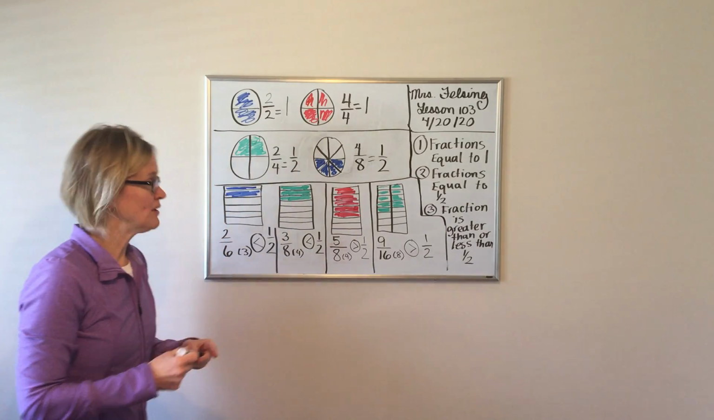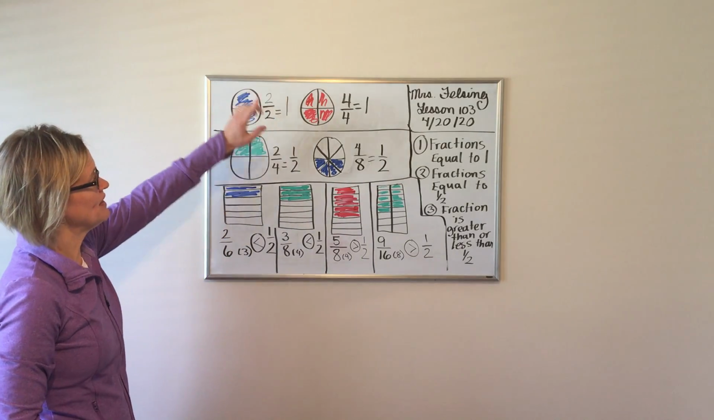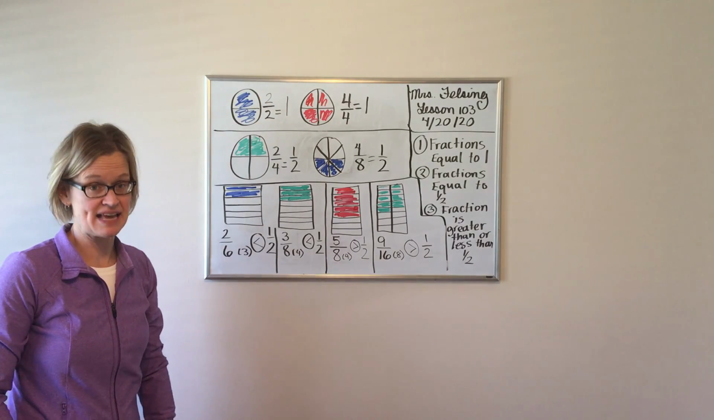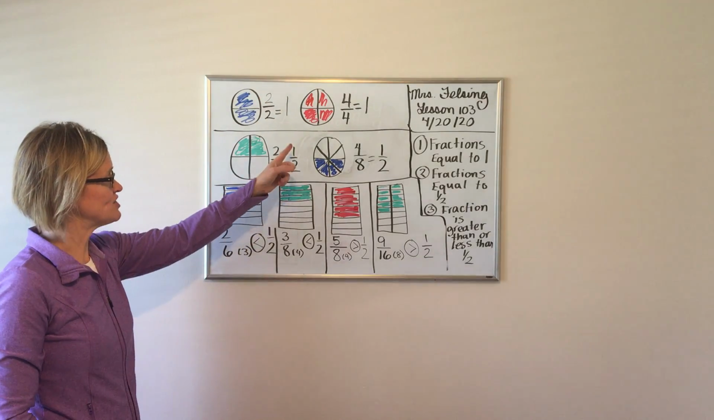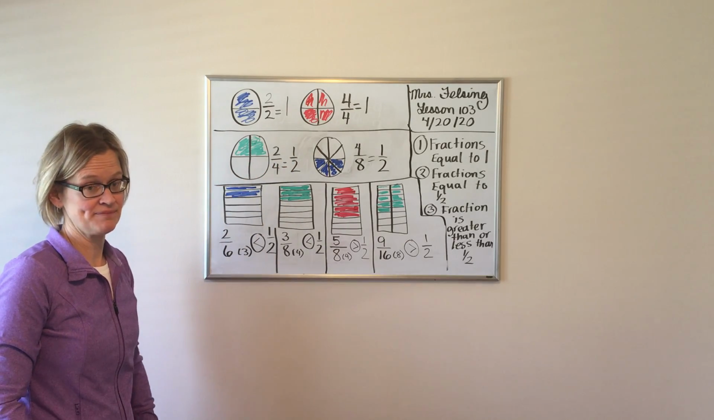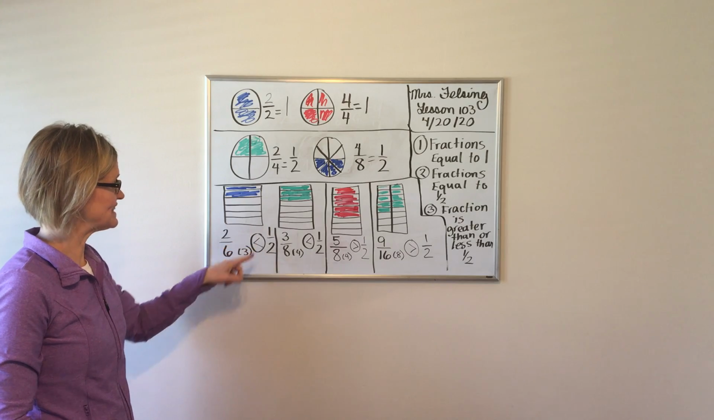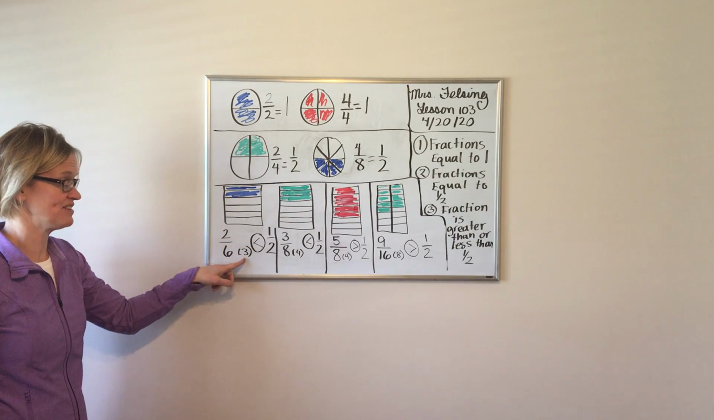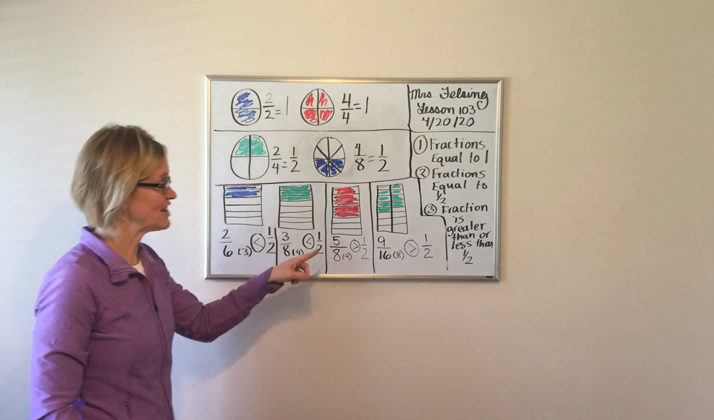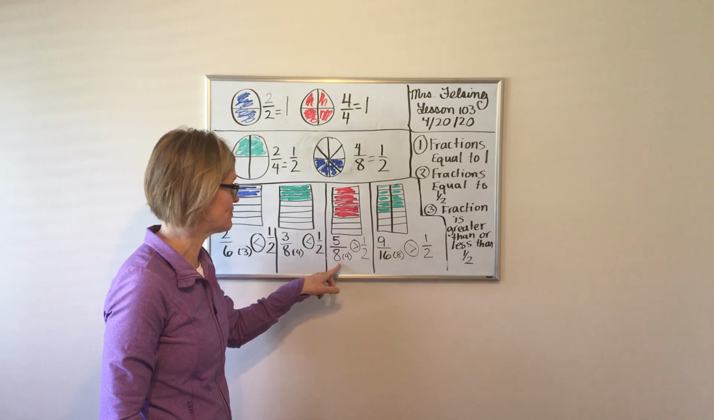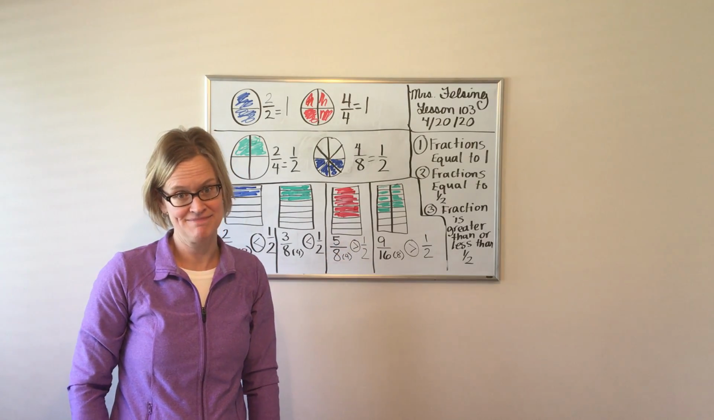Okay. So to review, if a fraction is equal to 1, the numerator and the denominator are the same. If a fraction is equal to 1/2, the numerator is half of the denominator. If a fraction is less than 1/2, the numerator is less than half of the denominator. If a fraction is greater than 1/2, the numerator is greater than half of the denominator.